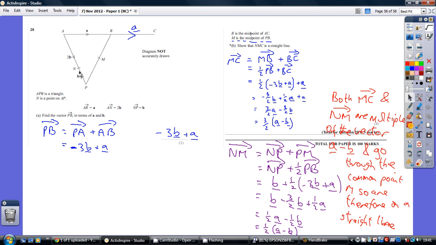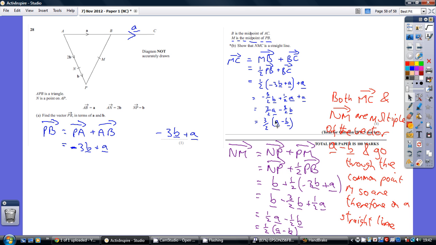Now repeat for NM. Now NM is going from N to P, P to M, and PM being another half of PB. Now N to P is obviously a little b. Half of PB, again we know PB from earlier, is minus 3B plus A. Do the claw, gather your terms, factorise, and we get N to M being half of A minus B.